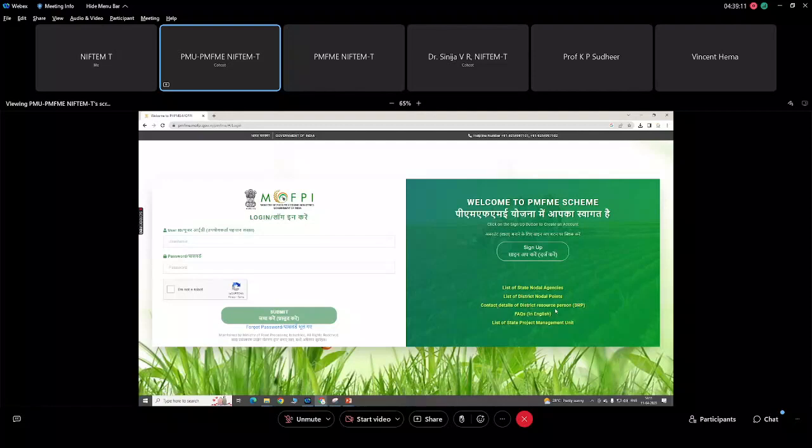If any district resource person is not available for that particular district, you can directly contact district nodal points where the agricultural offices will be there. They will guide you through the application process.